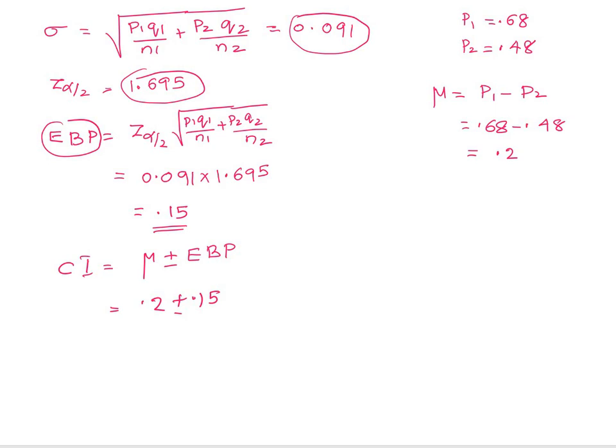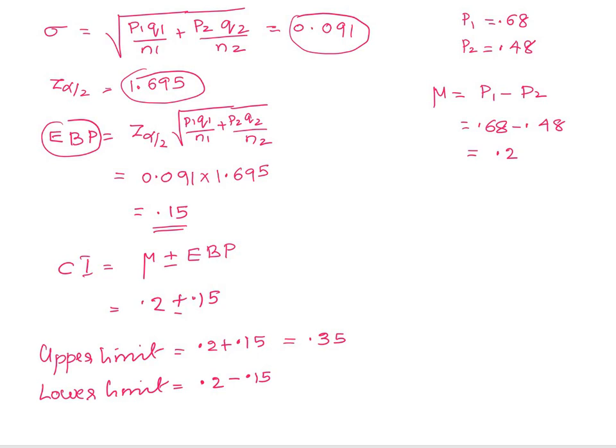So the upper limit is 0.2 plus 0.15, that is equal to 0.35. And the lower limit is 0.2 minus 0.15, and that is equal to 0.05. So this is the upper limit and this is the lower limit.